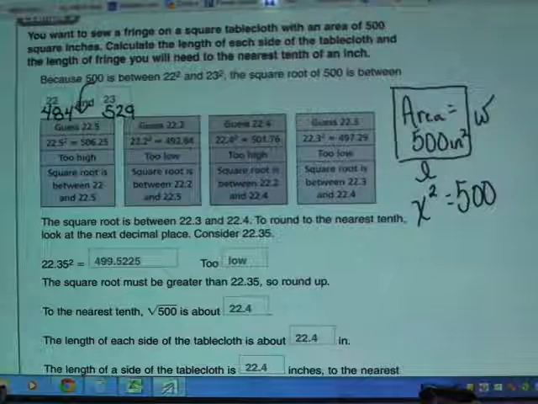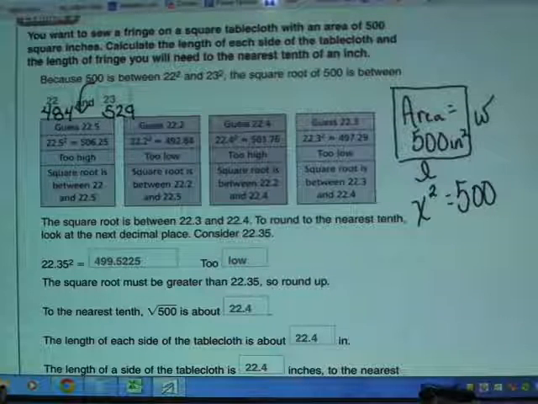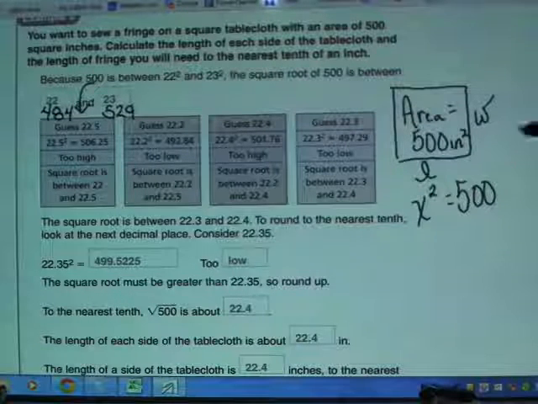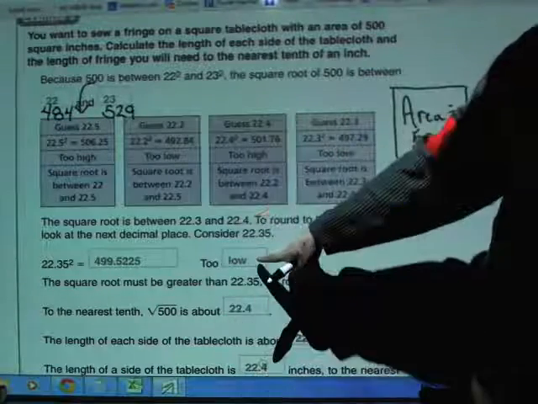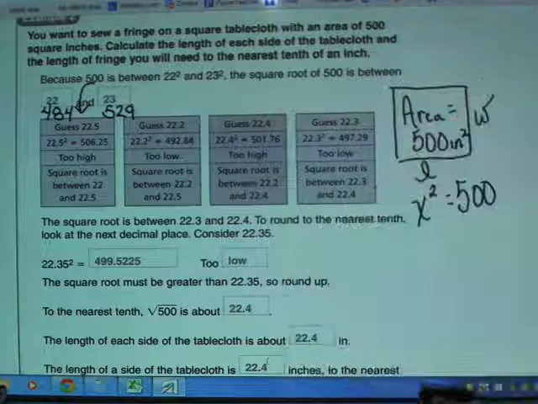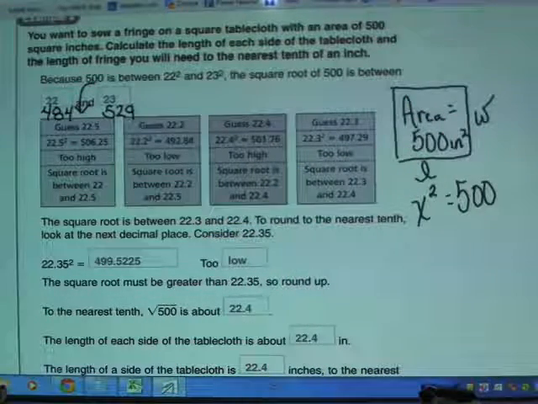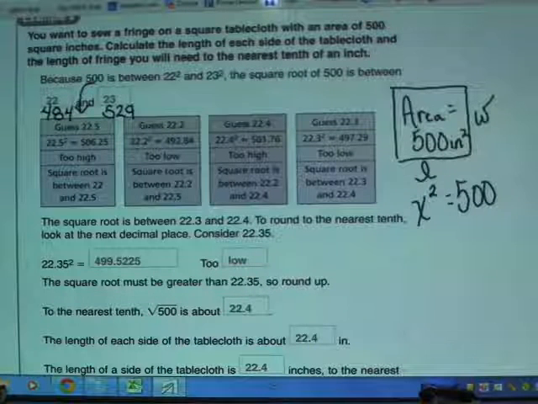So where they've gone next then is they take 22.35, which would be in between my nearest numbers, 22.3 and 22.4, and they've squared that. And when we do that, we get 499.5225, which is too small, but it is very, very close. And because we're very, very close, that helps us to know that we're right in that ballpark.